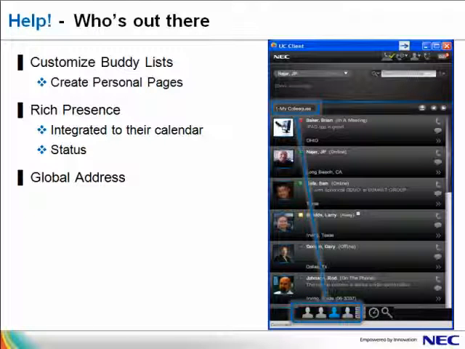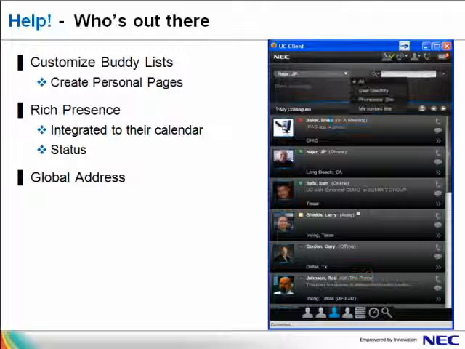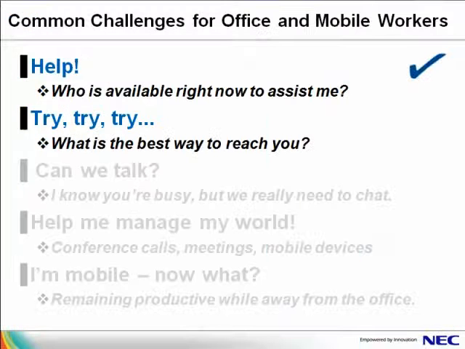You can create custom lists. For instance, you can have your peer group in one list, and if you are working on a project, you can have a list just related to a project. Each person's presence is identified as it relates to their calendars, with their status such as on the phone. You can also search for anyone in the public address book, or your personal address book, and receive the rich presence available for each contact you locate.